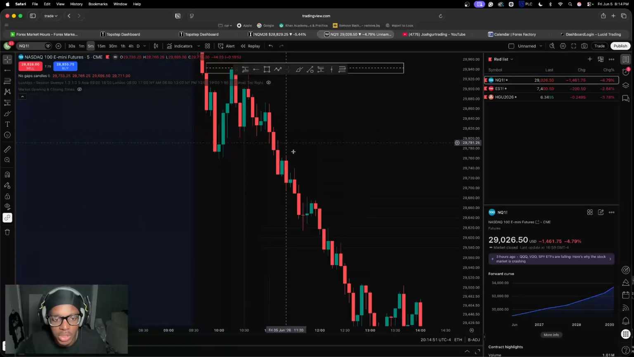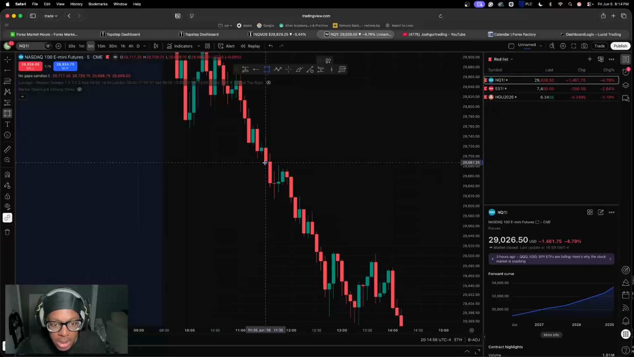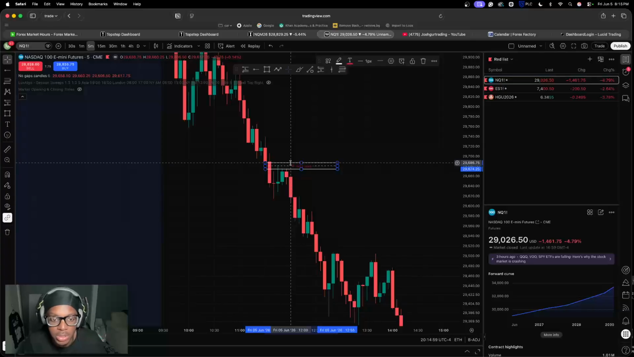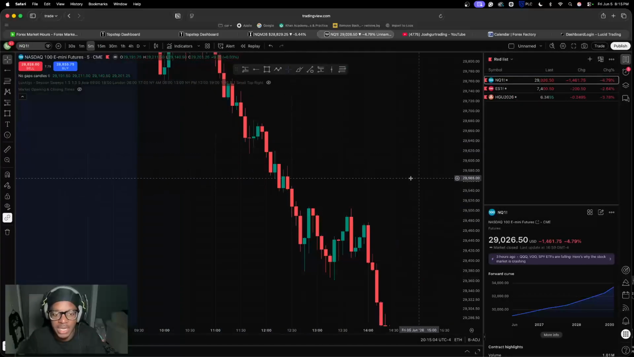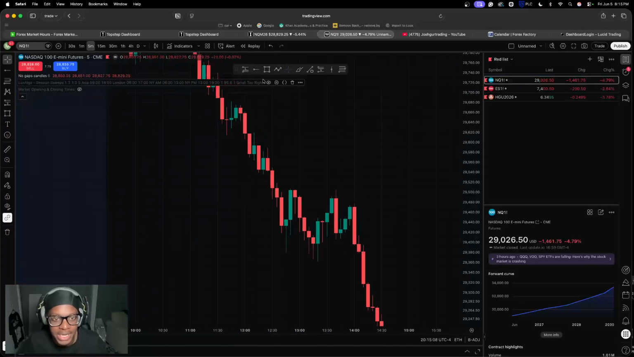We don't have any fair value gaps to watch inside of here. Well, actually, we do. Look at this fair value gap right here that gets ultimately respected. We continue to push down. This is probably one of the free days that I missed, just in general, because, holy shit. Boom, look at that, boom.